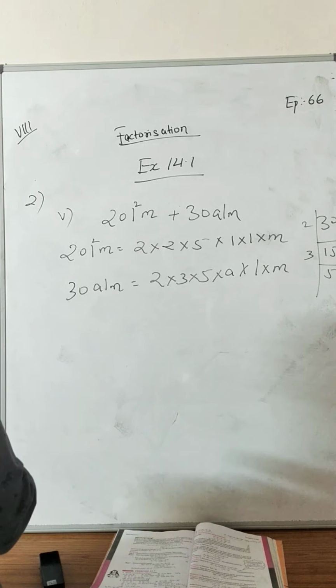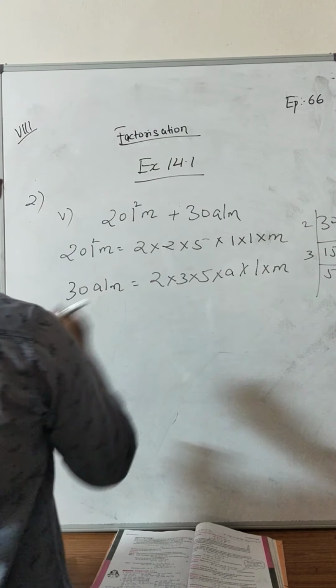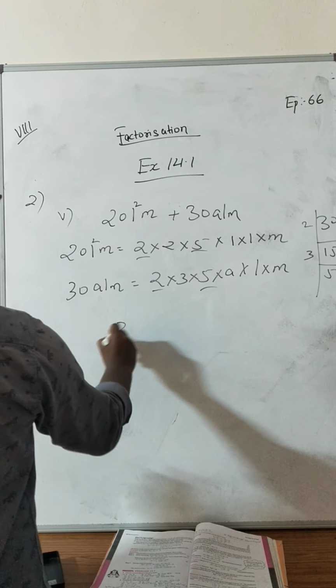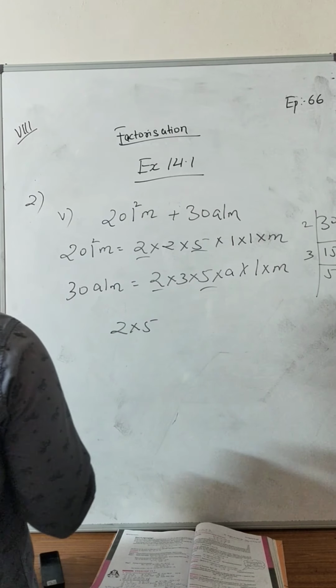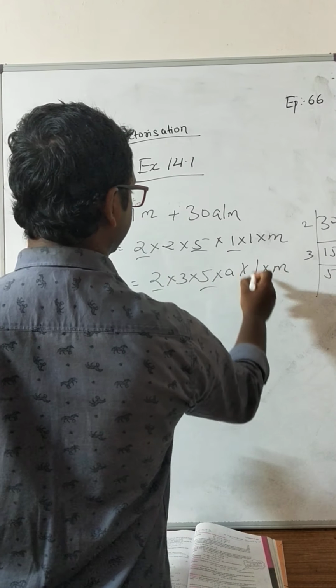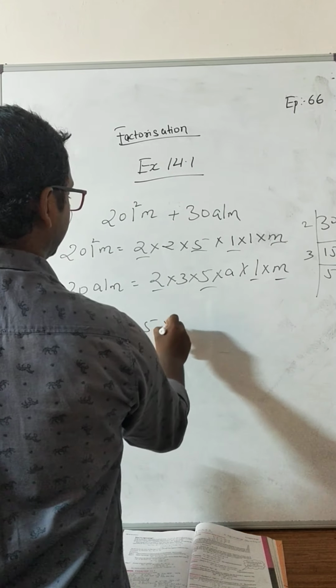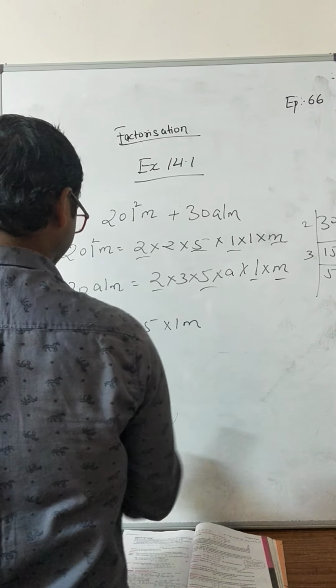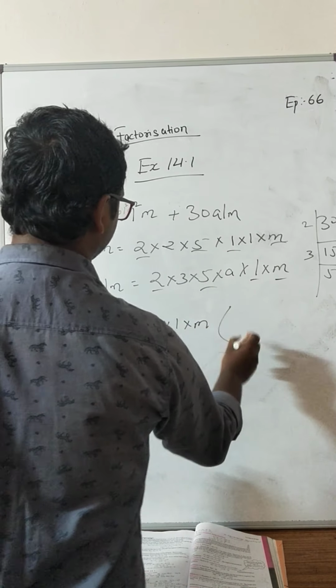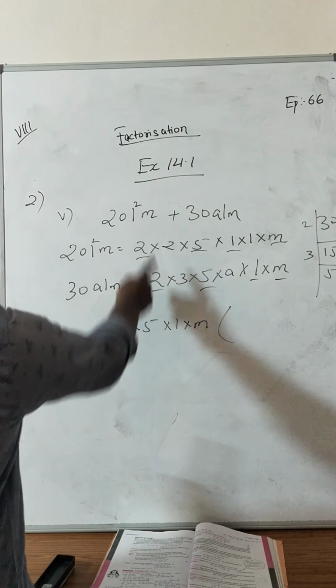Now let's start taking the common numbers. 2 and 2 common, 5 and 5 common. So 2 into 5 comes out from the numbers. A is here but not here. So L and L common, M and M common. So L into M. This much we have taken common from both the terms.